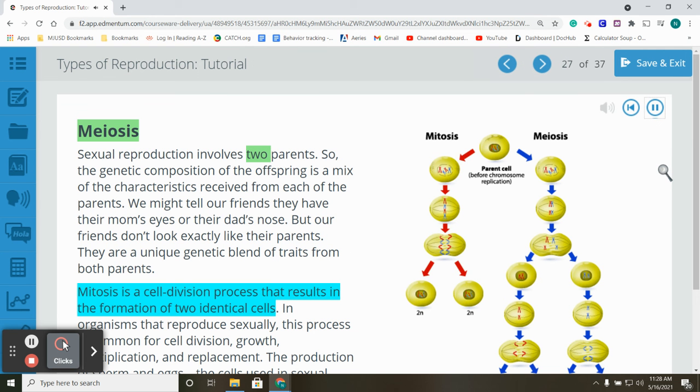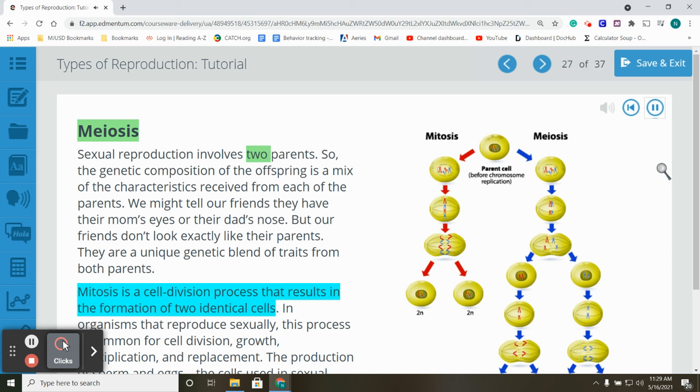Meiosis. Sexual reproduction involves two parents, so the genetic composition of the offspring is a mix of the characteristics received from each of the parents. We might tell our friends that they have their mom's eyes or their dad's nose, but our friends don't look exactly like their parents. They are a unique genetic blend of traits from both parents.